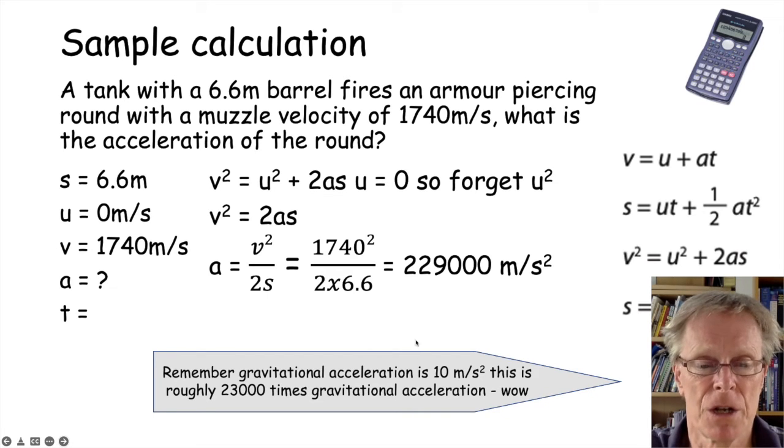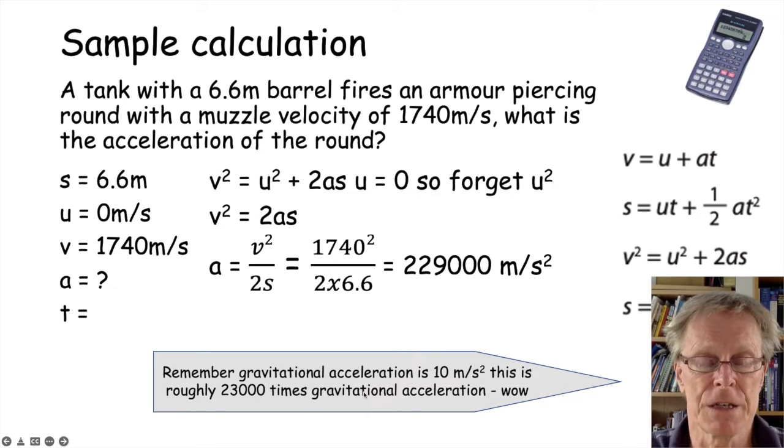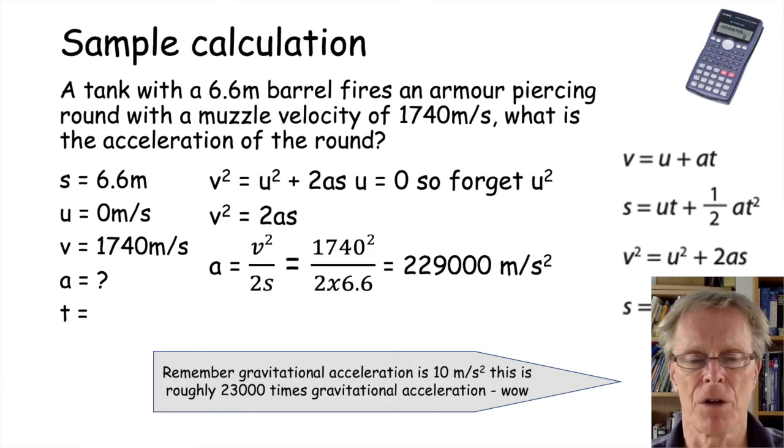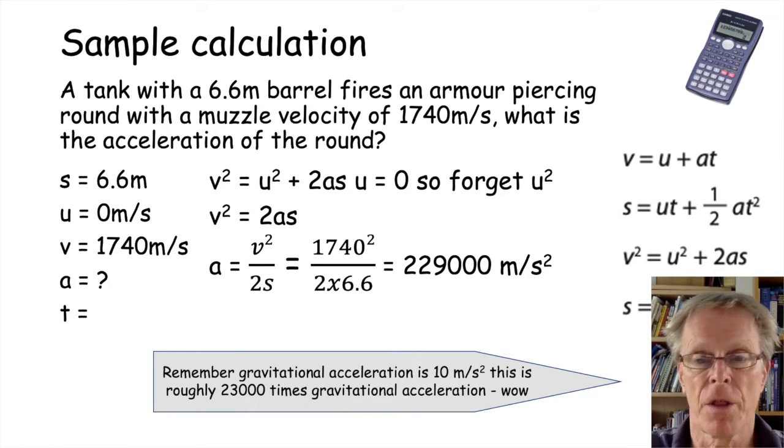Incredible acceleration. If you think about it, gravitational acceleration is 10 metres per second squared. That armour-piercing dart accelerates at 23,000 times gravitational acceleration. Absolutely incredible. Amazing acceleration. So, if you're comfortable with that, let's have a look at another question for you to do.